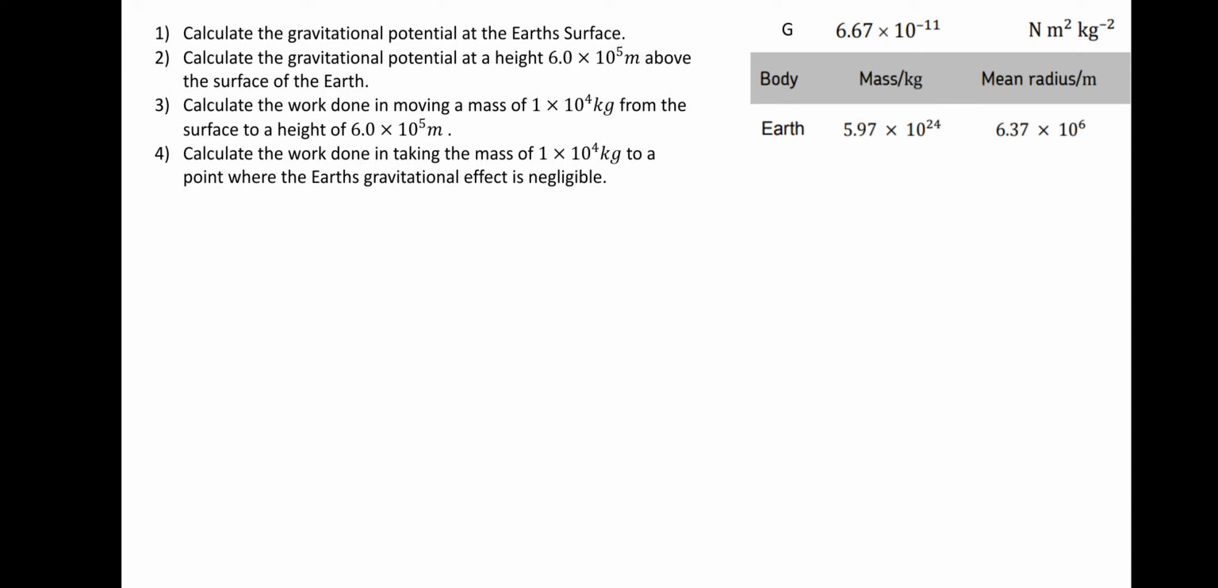Calculate the work done in moving a mass of 1 times 10 to the 4 kilograms from the surface to the height of 6 times 10 to the 5 meters. So what we need to do is use the equation: work done is mass times change in potential. Subtract the potentials from each other that we've got, the 62.5 megajoules per kilogram and the 57.1 megajoules per kilogram, and then just multiply them by the 1 times 10 to the 4.